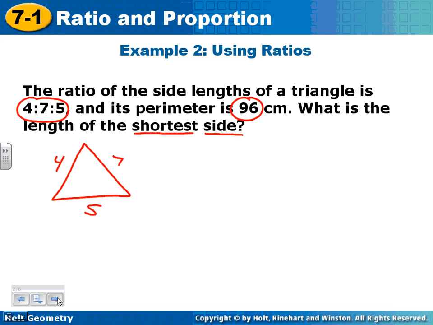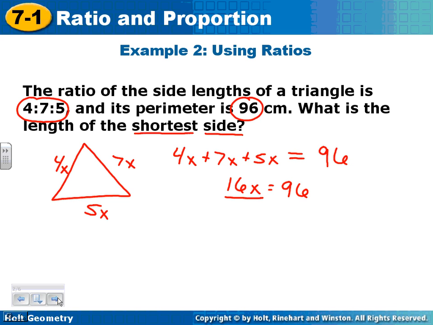Well, here's what you do. You make this side 4x, and this 7x, and that 5x. And the perimeter means we add them together. So I'm going to take 4x plus 7x plus 5x. That's together, added together, and I'm going to set that equal to my perimeter, 96. So then combine like terms. 4 plus 7, 11, plus 5, 16x, equals 96.